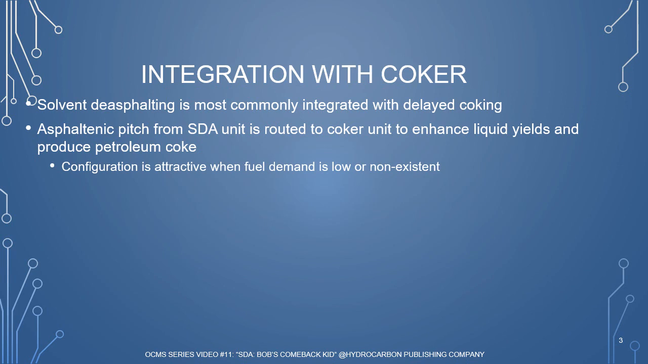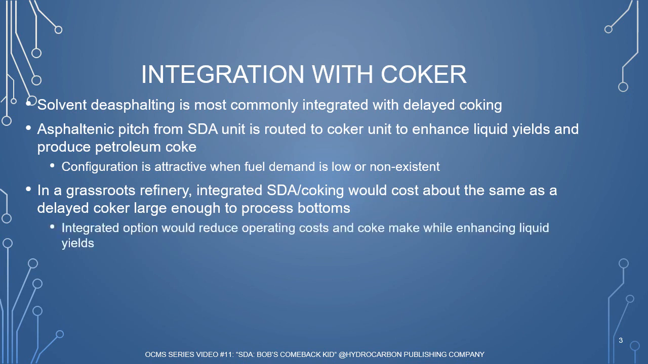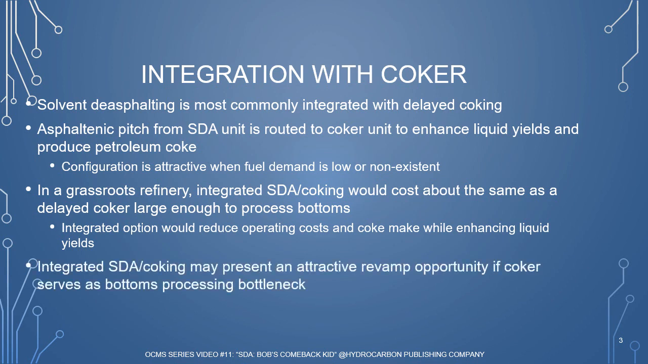In a grassroots refinery, the cost of using integrated SDA and coking technology is about the same as installing just a delayed coker large enough to process the bottom stream, but the integrated option reduces operating cost and coke make while enhancing liquid yields. Additionally, the implementation of a solvent deasphalter to be integrated with a coker offers an attractive revamp opportunity if the coker serves as a bottoms processing bottleneck.